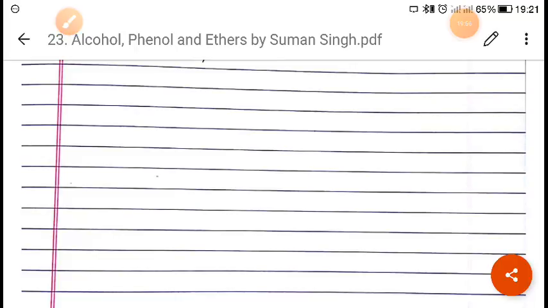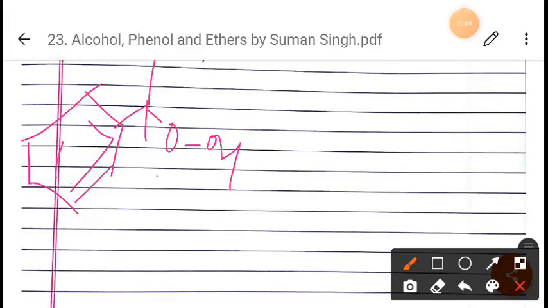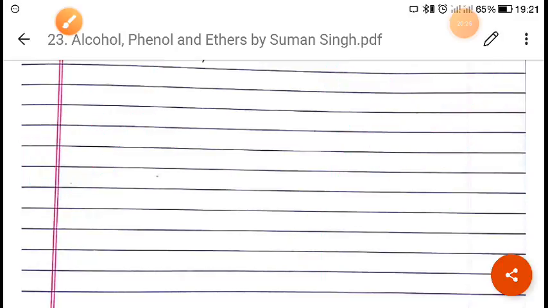One more time, let me draw it here. Suppose this is our cumene hydroperoxide, with O-OH. In presence of H3O+ at around 50 to 90 degrees Celsius, we will get phenol here, OH, and the byproduct will be acetone. So I hope you have understood this.